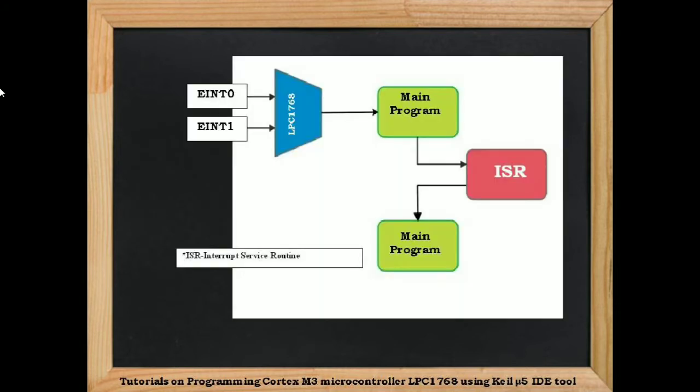This figure helps us to understand working of external interrupt. So LPC1768 supports two external interrupts, external interrupt 0 and external interrupt 1. And we will be using external interrupt 0 in our program.